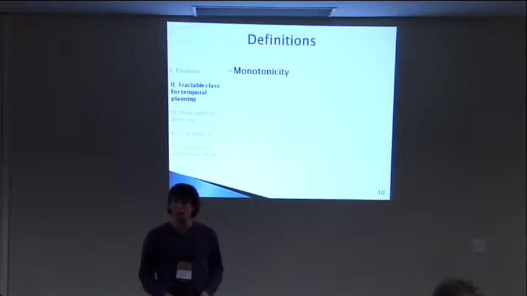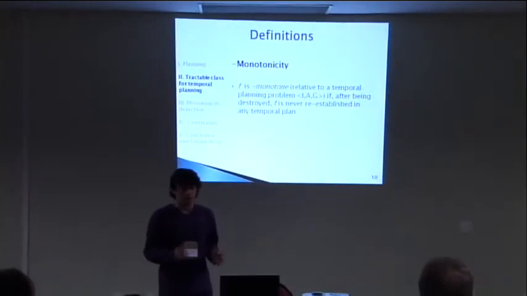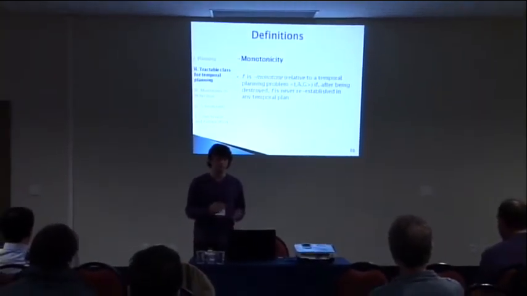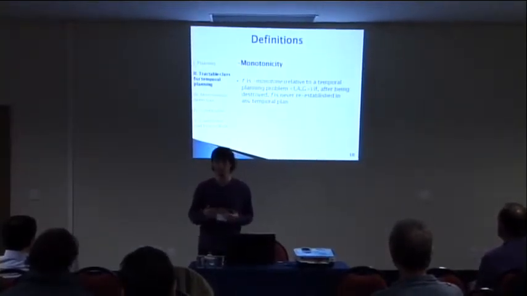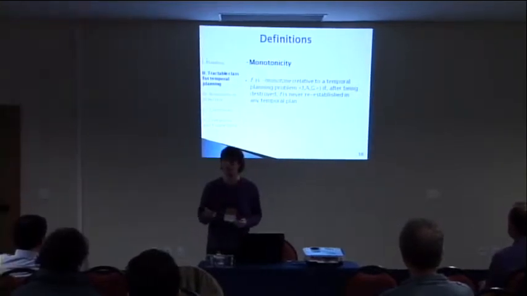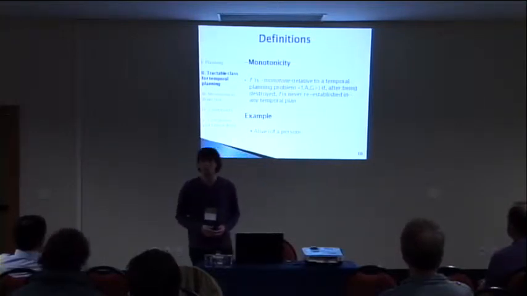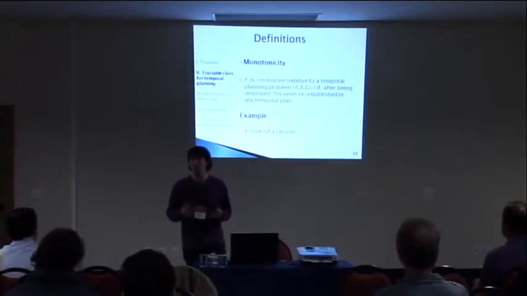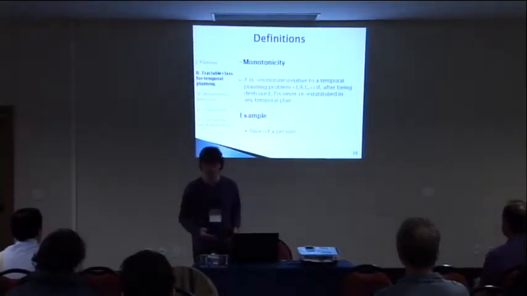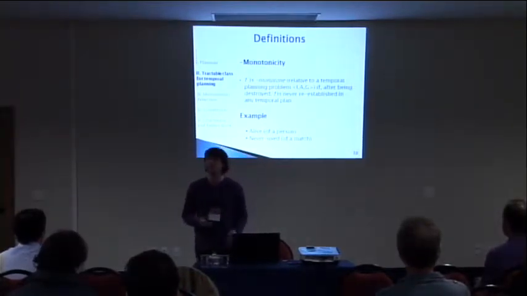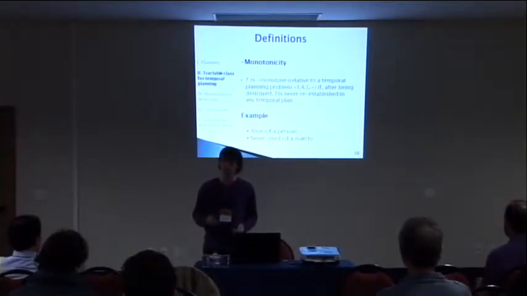The last definition is the definition of monotonicity. So there is minus monotonicity. A fluent is minus monotone if in any temporal plan, once it's been destroyed, it can't be re-established again. Here are some examples. For a person, if the fluent is that the person is alive, once it's gone, of course, it can't be put back to the previous state. So it's minus monotone. The same can be said for a match. Once it's lit, it can't come back to the state of never used.